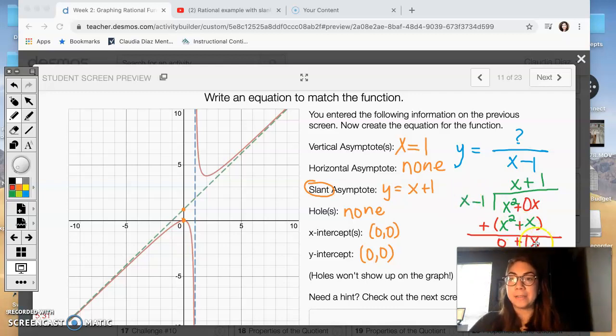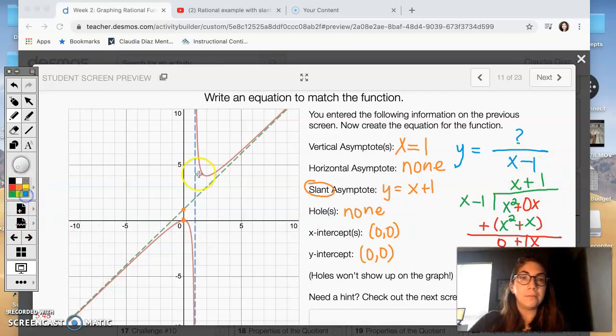How many times does x go into 1x? Well, that's positive 1 times. And then we can continue on saying 1 times negative 1 is negative 1, and so forth. But we don't care about that because we finally got the constant.